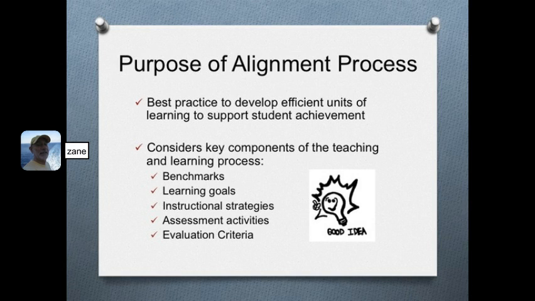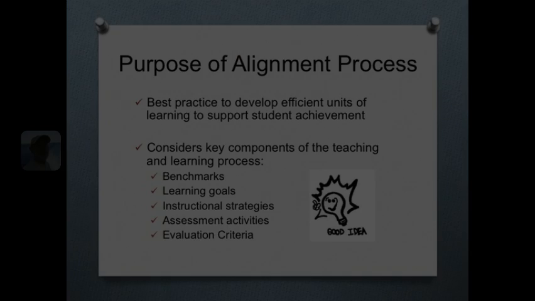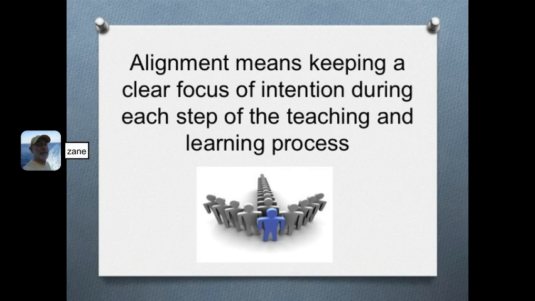It is educational best practice to use the alignment process to develop efficient units of learning which will lead to higher student achievement. The components that we find are key in teaching and learning are benchmarks, learning goals, instructional strategies, assessment activities, and evaluation criteria. Alignment means keeping a clear focus of intention during each step of the teaching and learning process. Those steps once again being benchmarks, learning goals, instructional strategies, assessment activities, and evaluation criteria.